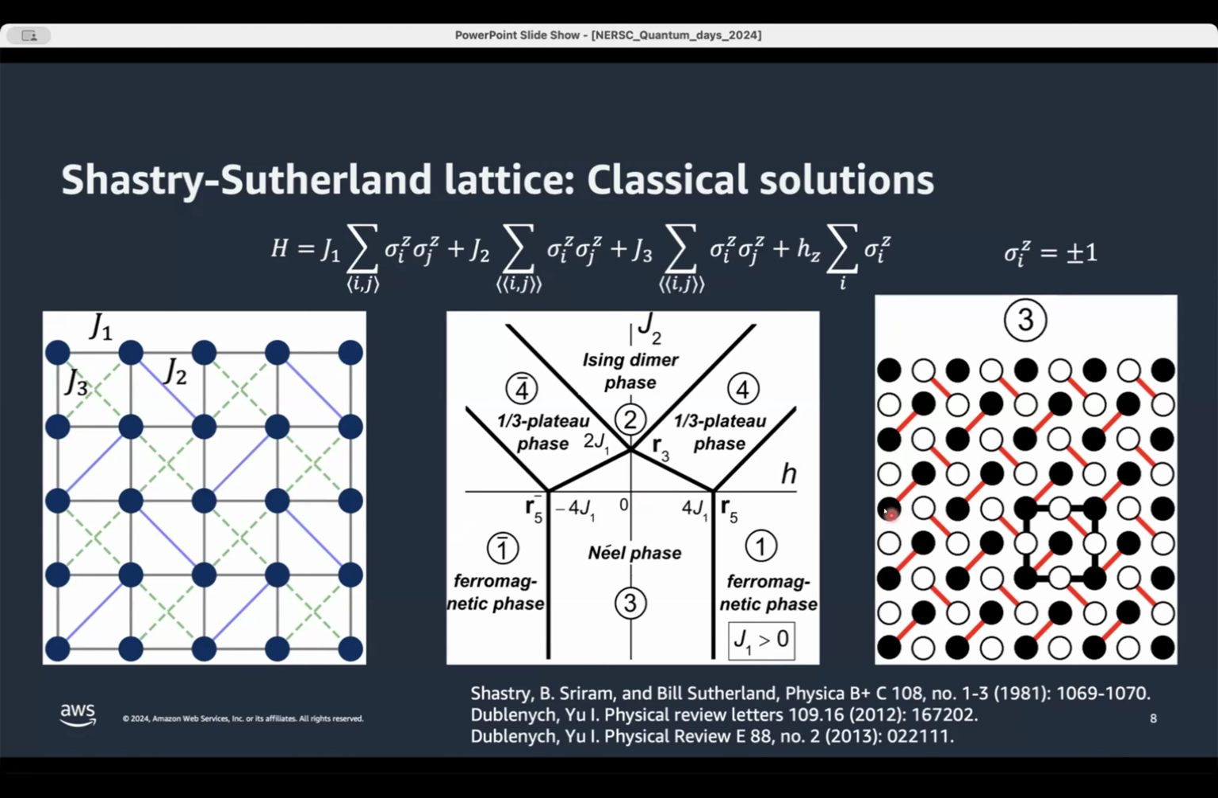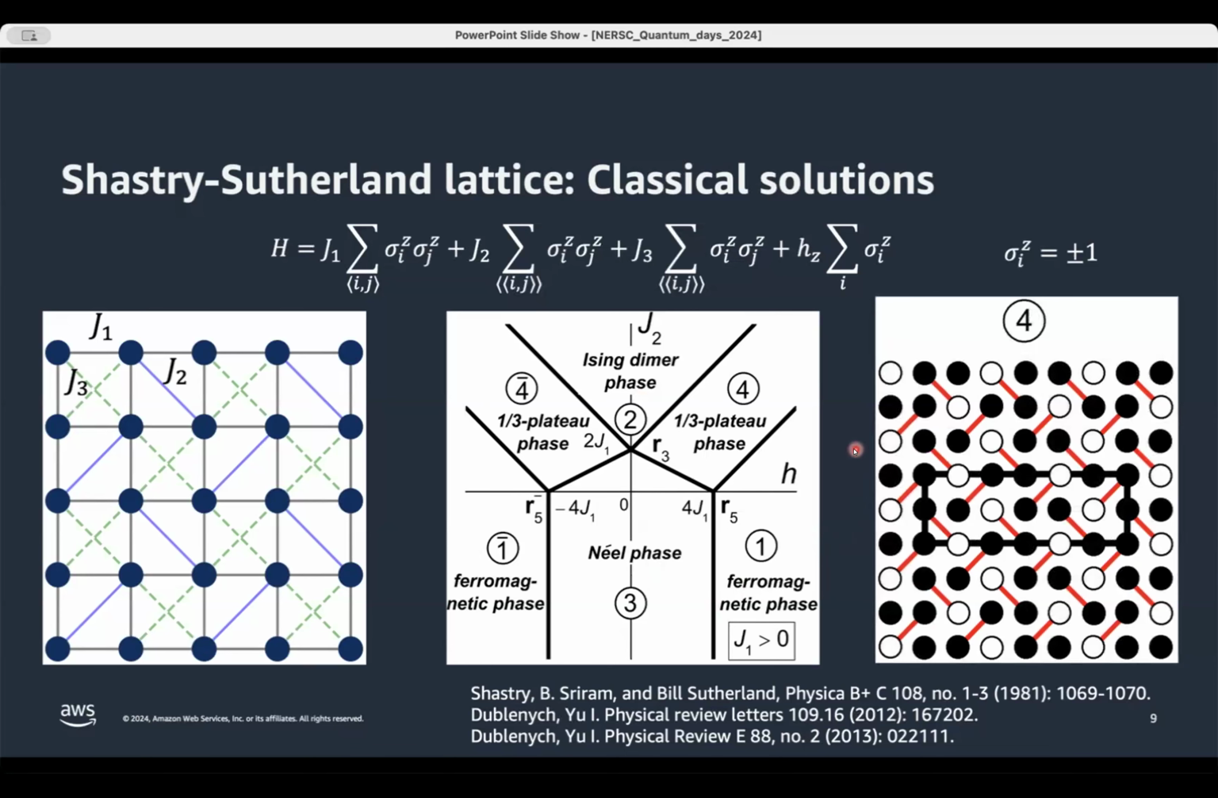So yeah, this is a new phase. People had understood these three phases even before people were able to solve this model exactly. And there were some doubts whether it's a different phase that had not been discovered, that is a one-third phase here. It was only confirmed when people found the exact solution of this phase.